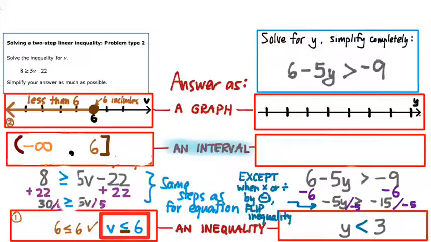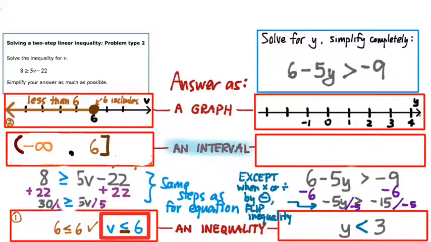Let's talk about the graph. How would I convey y is less than 3 using a sketch on the number line? Let's say I put 3 right here. And maybe this is 2, 1, 0, here's 4, negative 1. So what should I do on this number line to convey the idea y is less than 3?